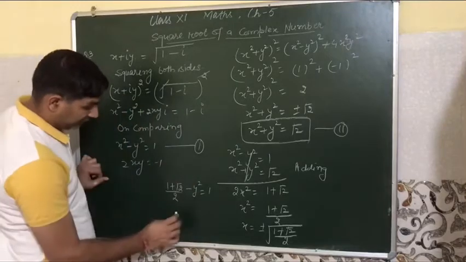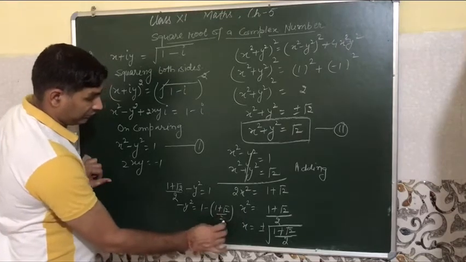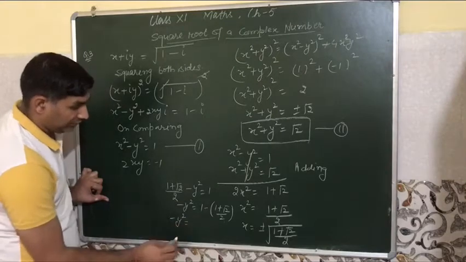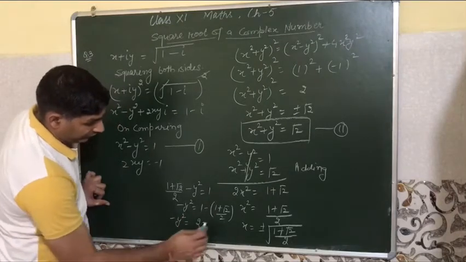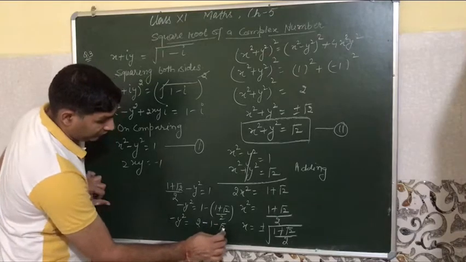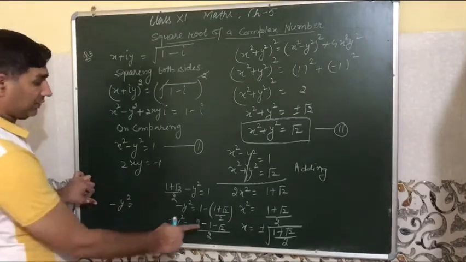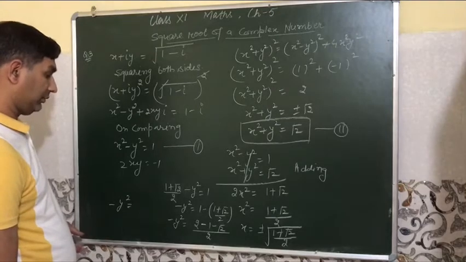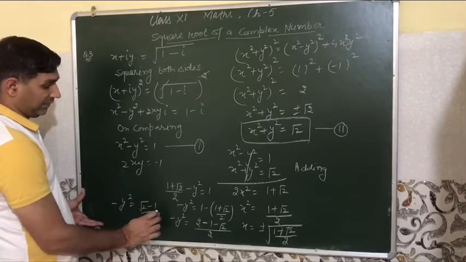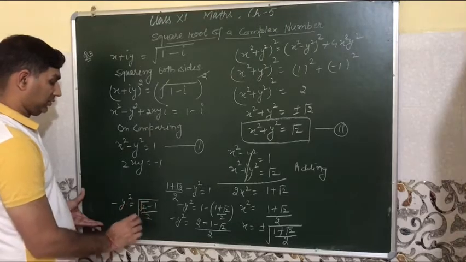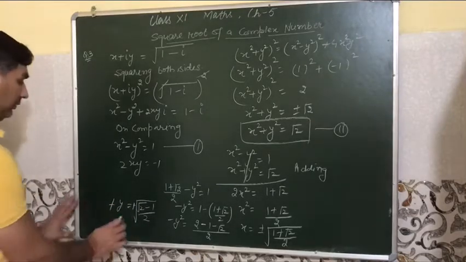Then minus y square is equal to 1 minus (1 plus root 2) by 2. This minus y square is equal to 2 minus, taking LCM, this 1, this minus root 2 by 2. That means minus y square is equal to, this value is minus 1, minus 1 minus root 2 plus 1, minus root 2. So we will write (root 2 minus 1) by 2. And this square root, the negative term we took outside. That means y is equal to this, and that also plus minus.